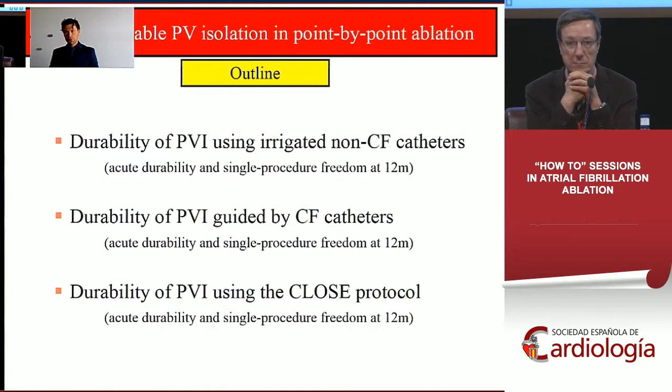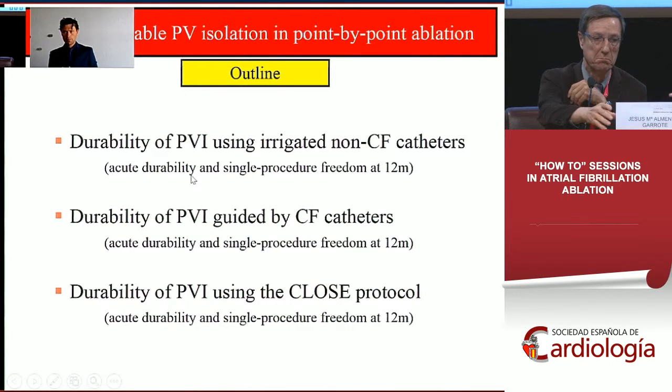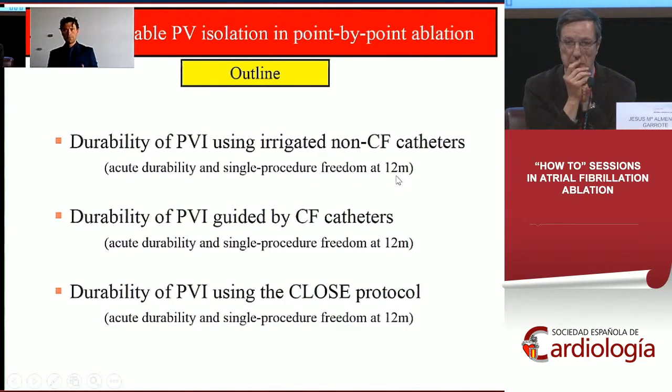I want to go over together with you in the next 20 minutes over the next titles. First of all, what is the result of irrigated catheters? Number 2, the contact force catheters. And 3, the closed protocol. And each time I want to discuss the data on acute durability and on the freedom at 12 months.